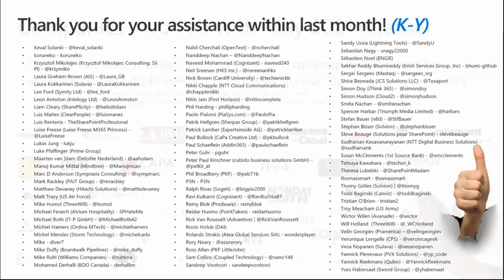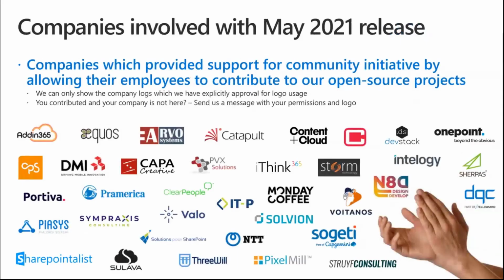Now, this is also the list of companies which we have permission to show their logo. The previously mentioned people are working in these companies, and this is actually the all-time highest number of company logos on the slide, which is really awesome. Companies are letting their employees officially work in open source and help others to succeed as well, so thank you for that. If your logo is not here, but you were mentioned on the previous slides, or you're planning to contribute in the future, you will need to explicitly give permission to show the logo in our communications.